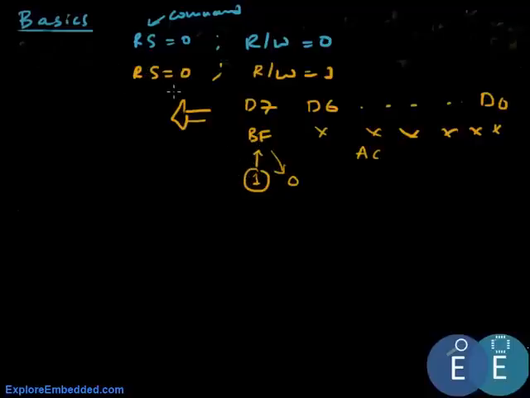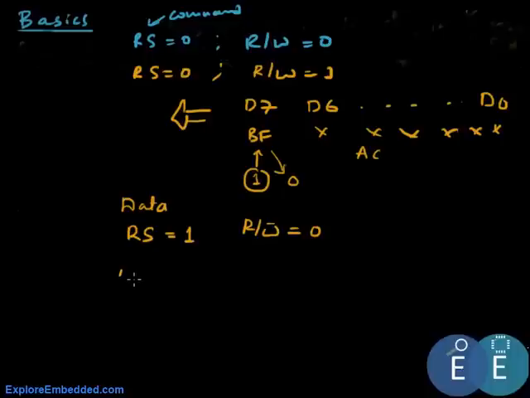Now the next command would be when the register select is 1, and this is pretty important. This makes it a data register, and what we usually do with this is we write data to the LCD. So the read write again would be 0. So we write data to the LCD. Now what we could possibly write is the ASCII characters.